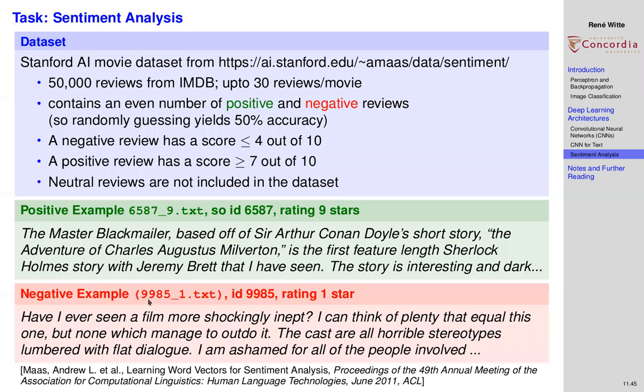Similarly, as a negative example, movie review number 9985, only 1 star. Have I ever seen a film more shockingly inept? I can think of plenty that equal this one, but none which manage to outdo it. The cast are all horrible stereotypes, burdened with flat dialogue. I am ashamed for all the people involved, and so on and so on. So yeah, the full internet giving its verdict on the movie here. So we can train our classifier on these 50,000 reviews, and we have the value that we want to achieve. Now this is the score.